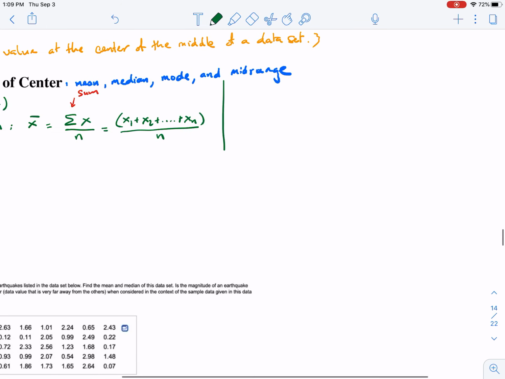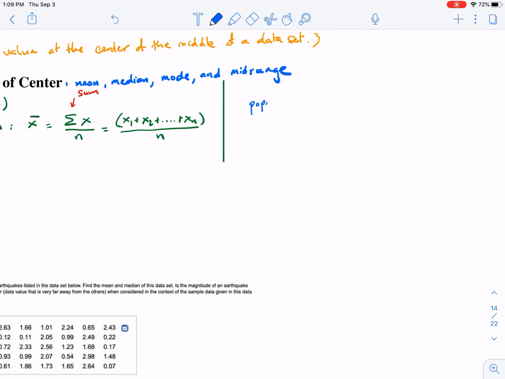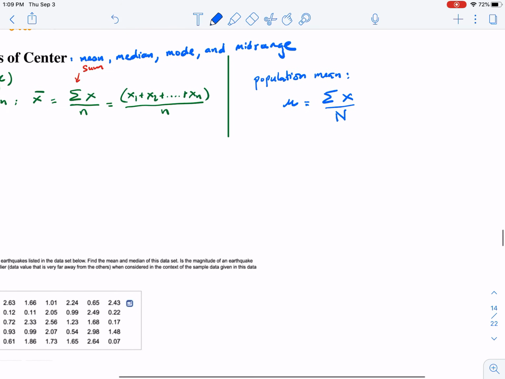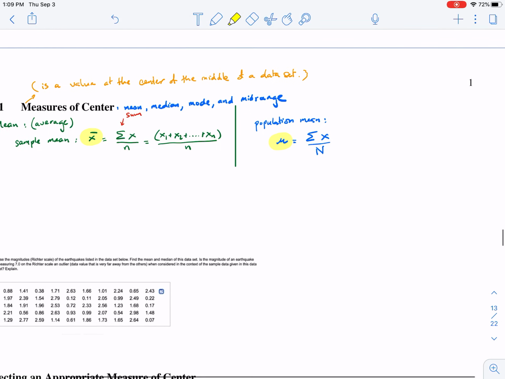The other mean is the population mean. We have the same way of computing it, but the notation is different. Population mean we're gonna denote as, instead of x bar, mu. So the Greek lowercase m is called mu. This is the mean for populations, and we're going to take the sigma of all the x and divide by the population size. It's not going to be lowercase n, but it's going to be uppercase N. So 2 different types of mean. We have the sample mean, and then we have the population mean, right?